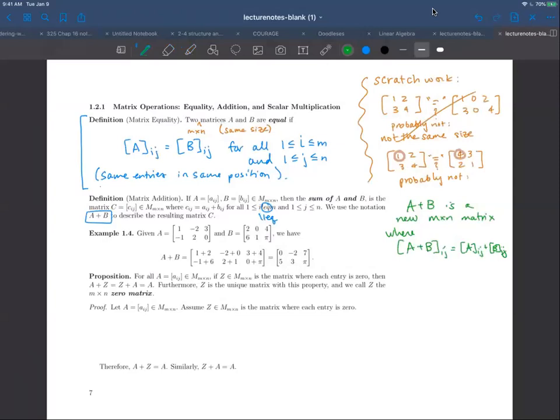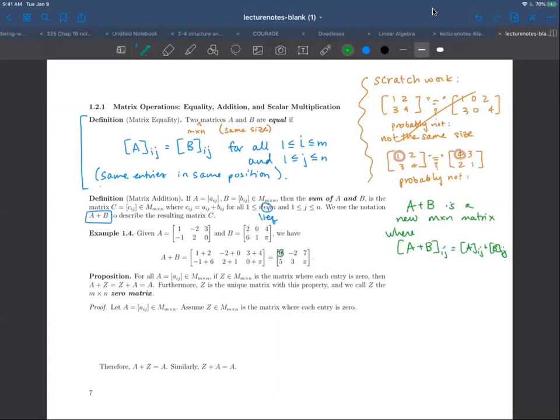So here's an example. If I take A and B as in example 1.4, then in order to get my new entries, the top left entry, the 1,1 entry of the sum A plus B is going to be the top left entry of A, 1, plus the top left entry of B, 2, which apparently I added together and I got 0. Geez, Professor Gibbons, that was not good. This is a 3.